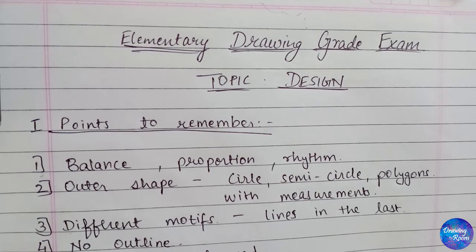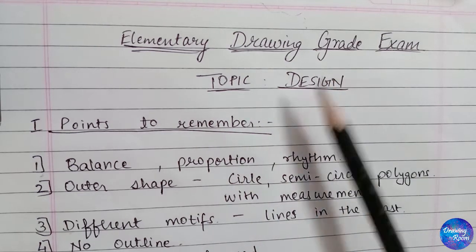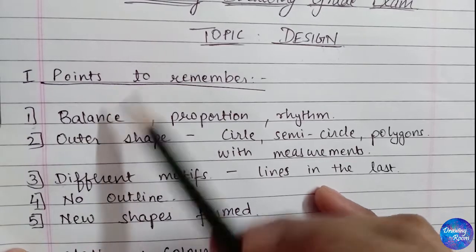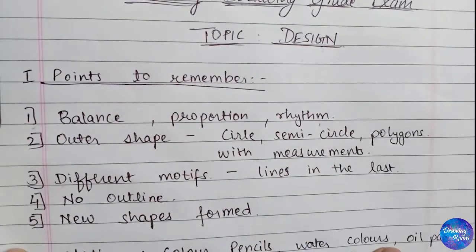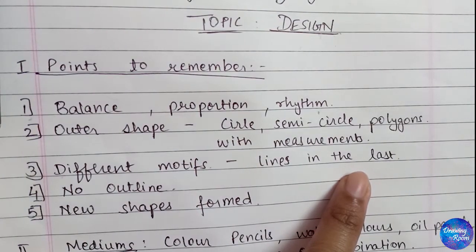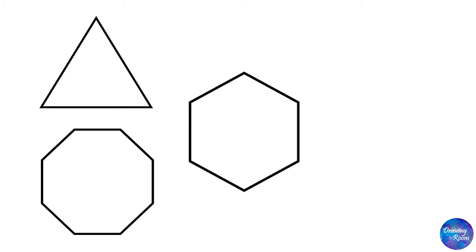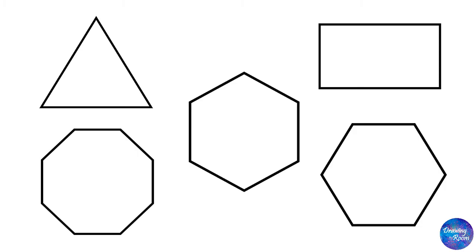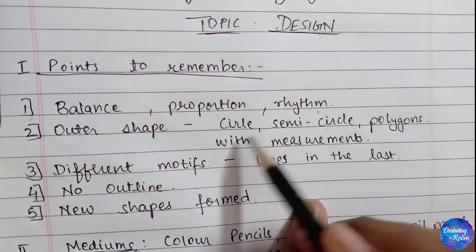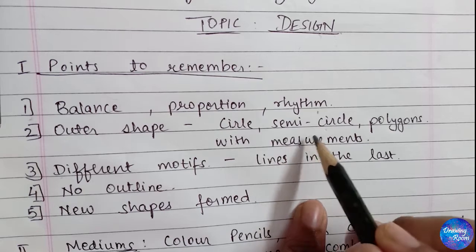Today we will learn about the topic design. This topic is there to test your balance, proportion and rhythmic skills. In this topic, you will be given an outer shape to construct like a circle, semicircle, polygons like octagon, hexagon, pentagon, etc. with measurements. Accordingly, you have to construct as it is instructed in the question paper.